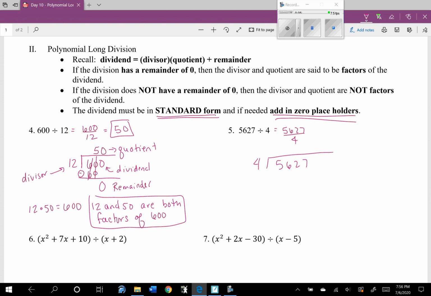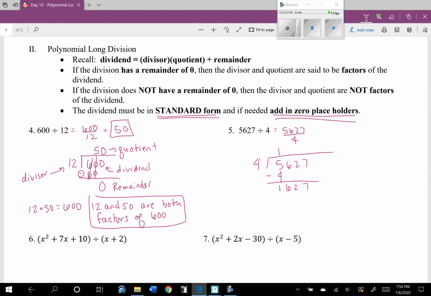So how many times does 4 go into 5? It goes once, and then you multiply. 4 times 1 is 4. And then remember you subtract. So that gives us 1, and then you bring down the other term, so 6, 2, 7.